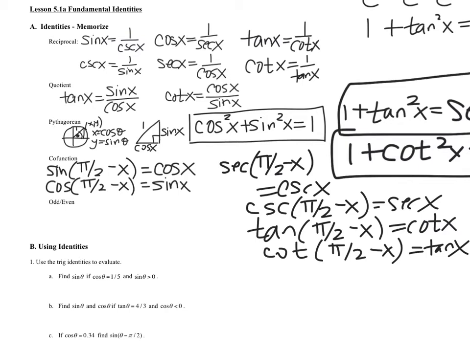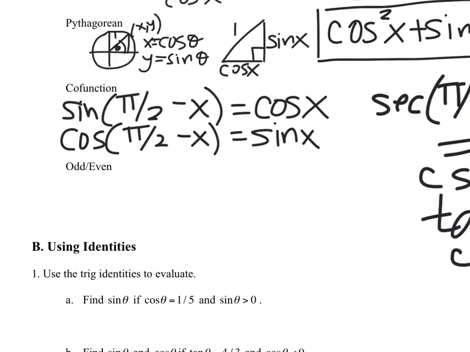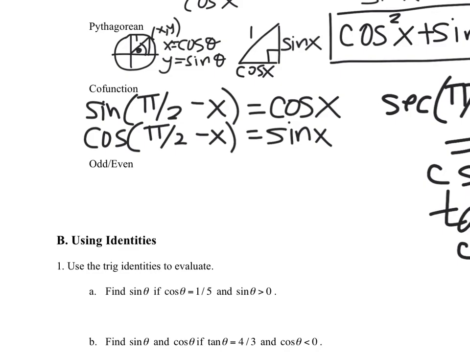Okay, and finally our last identities for today. There's a ton in this chapter, but for today, our last identities are the odd and even functions.